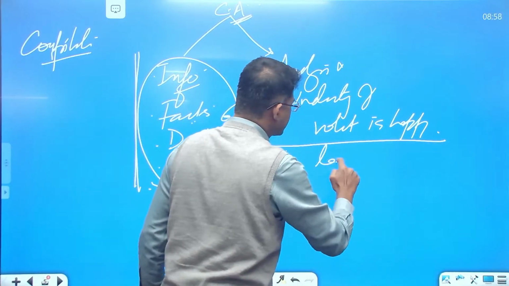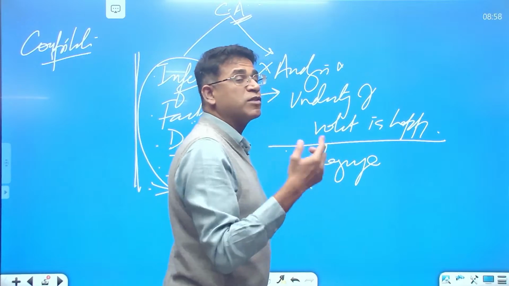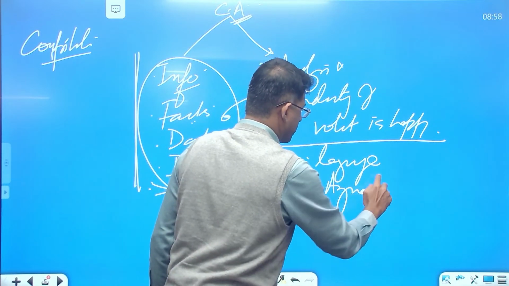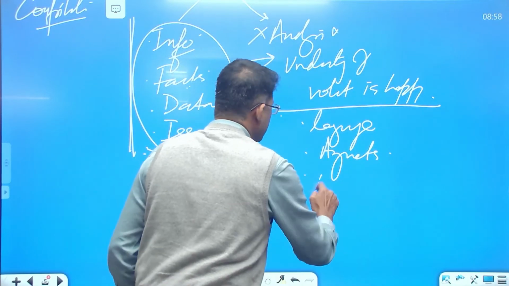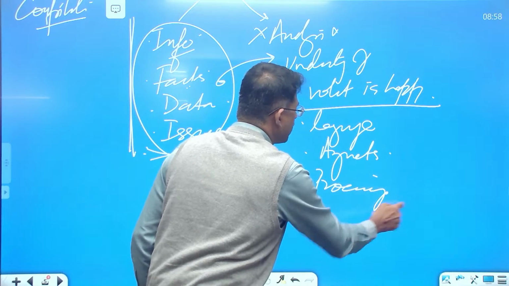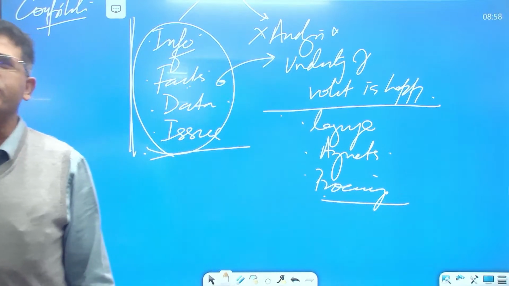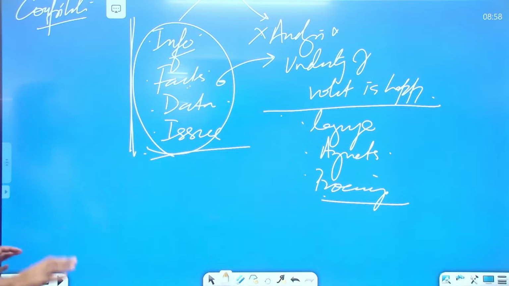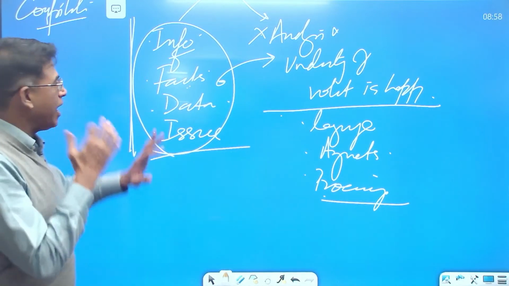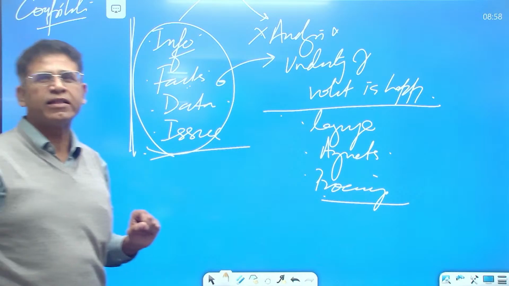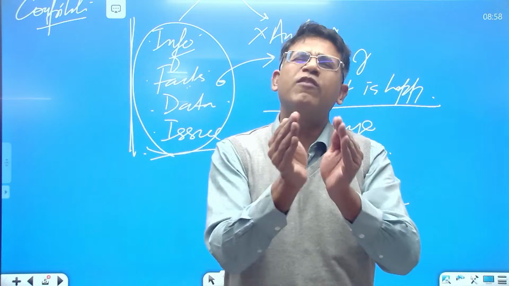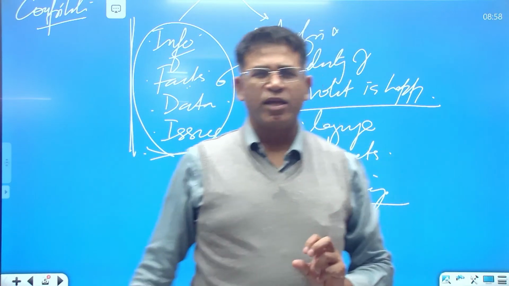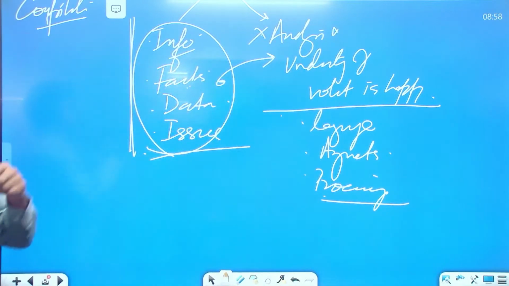How does analysis come? Analysis comes from language. Analysis comes from arguments. Analysis comes from certain processing of the information. If you read only compilations, they are just facts. In a compilation, they remove all the additional words and sentences and give you only the most important facts. If you read only information, you can never appreciate current affairs.